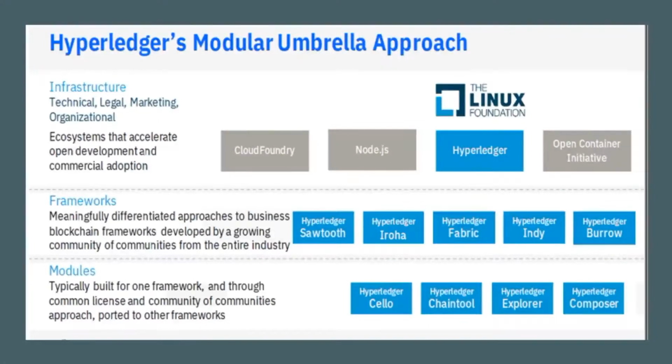So here we see Hyperledger's modular umbrella approach. The Hyperledger project is governed by the Linux Foundation. Under Hyperledger, we can see various frameworks like Sawtooth, Iroha, Fabric, Indy, and Burrow, and each of these is designed for specific use cases. For example, Hyperledger Sawtooth is designed for tracking the provenance of perishable goods such as fish.